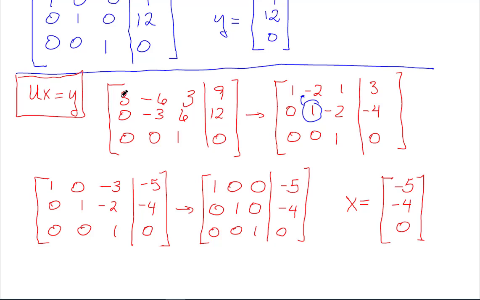In this situation, everything is divisible by 3, so divide this by 3. I can divide this by 3 as well. And now I'm going to use the 1 to get rid of the minus 2. Once I'm there, I then will use this 1 to make 2 zeros above it. And once all that's done, we get that x, our solution, is minus 5, minus 4, and 0.